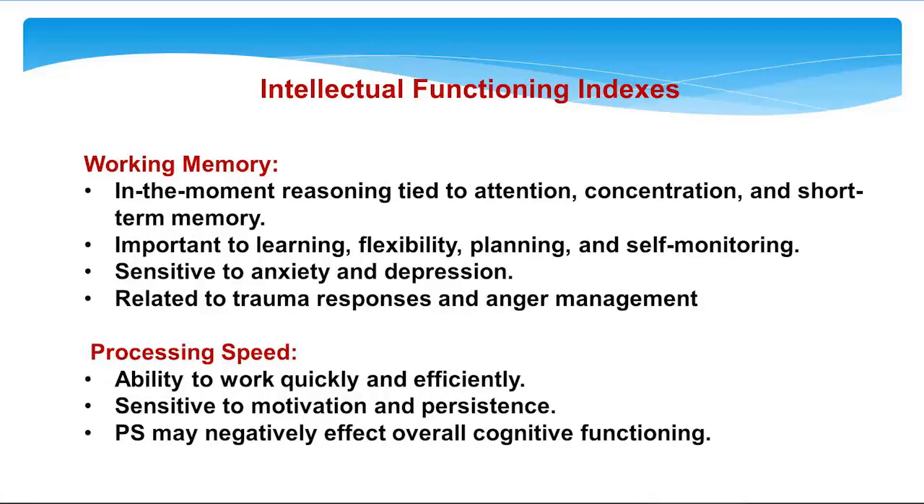And finally, processing speed is the fourth index I'd like to review. Processing speed refers to the ability to efficiently and quickly take information and be able to do something with it. It's very sensitive to motivation. In other words, if we're not giving our best effort, we tend to be slower. We tend to have difficulty actually producing work at a normal rate. Processing speed can affect overall cognitive functioning.